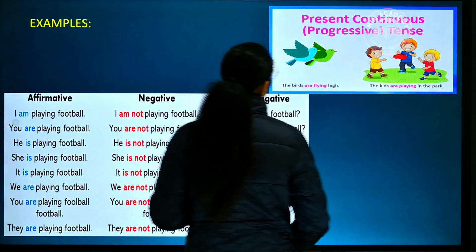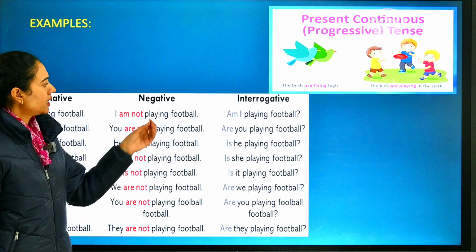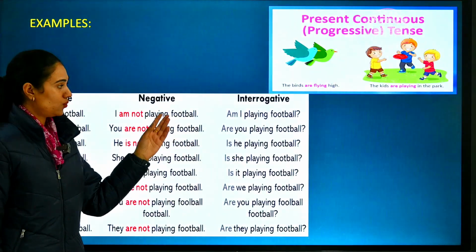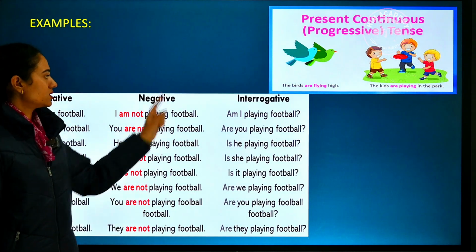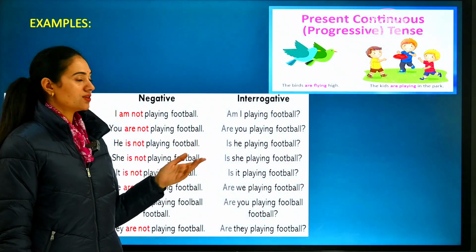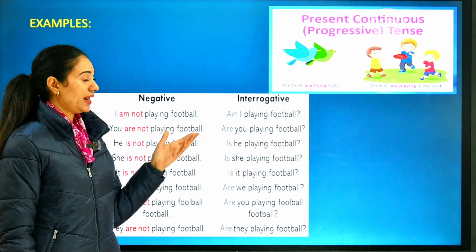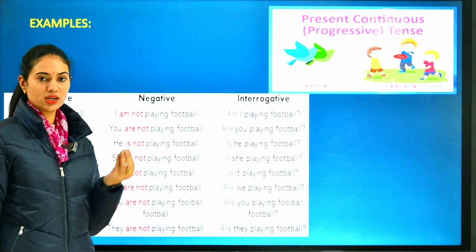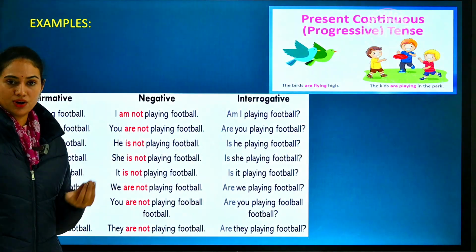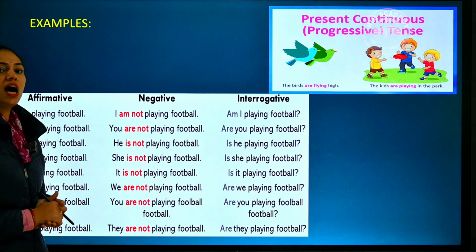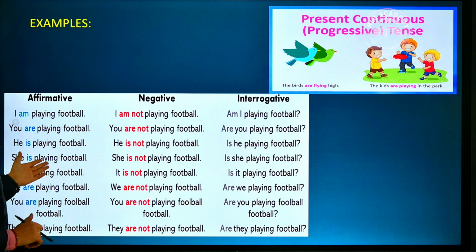So present continuous progressive tense, here we have examples. The birds are flying high. Birds are plural number here, so we are using are, and fly is a verb here and we use ing with it. The kids are playing in the park. Kids of course is a plural number here and we are using are with it. Play is the main verb here, and we are using ing with it.